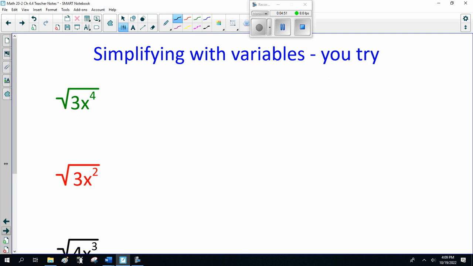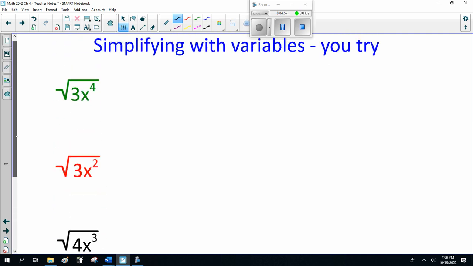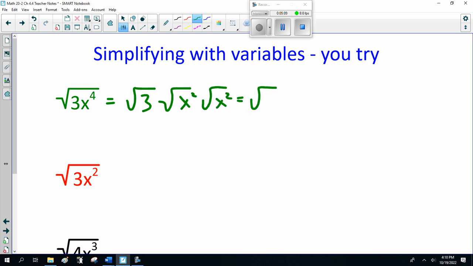Now, simplifying with variables, I'd like you to try these. There are 4 of them here. I'll do the first one with you, and then I'm going to ask you to pause the recording, come back, and we'll compare results. This is the root of 3 times the root of x squared times the root of x squared, which is the root of 3 times the absolute value of x times the absolute value of x, which becomes the root of 3 times x squared.